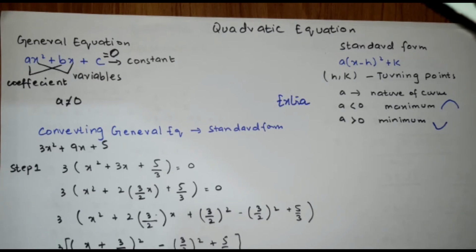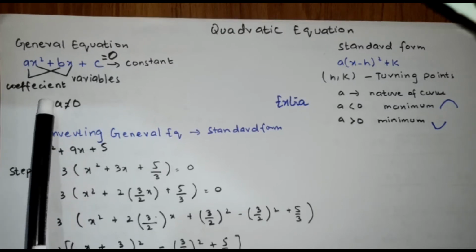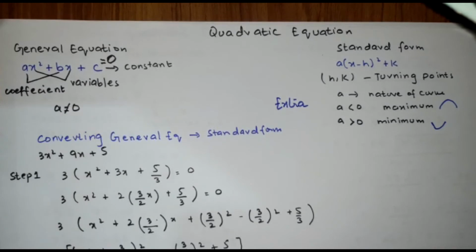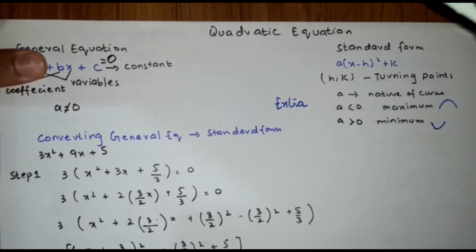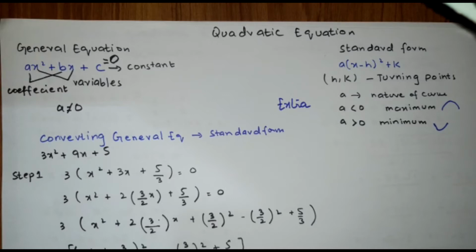So what is the meaning of these three terms? Coefficients are the numbers that are attached to a variable, and variables are the alphabets such as x, y, z, or any of the other alphabets that are used in an equation. What is a constant? A constant is a number that has no variable attached to it. We must also understand that here a is not equal to 0, because if a becomes equal to 0, then our equation will look like this, that is bx + c = 0, and this is a linear equation.